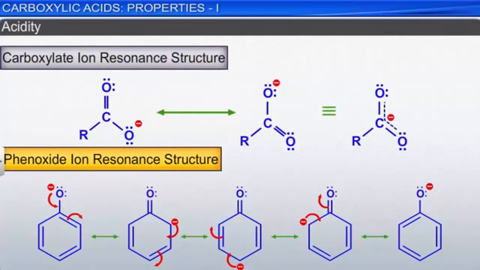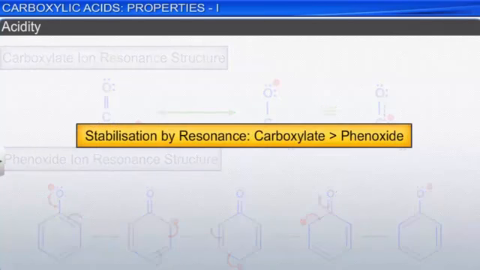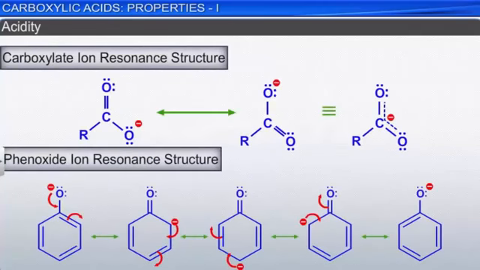Furthermore, the carboxylate ion is more resonance stabilized than is the phenoxide ion. This is because a negative charge is more effectively dispersed over two electronegative oxygen atoms in carboxylate ions, than over one oxygen atom and the less electronegative carbon atoms in phenoxide. Thus, carboxylic acids are more acidic than phenols.